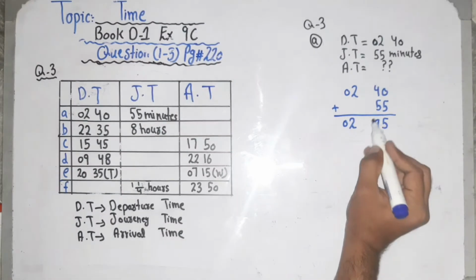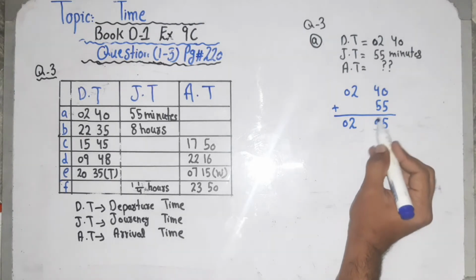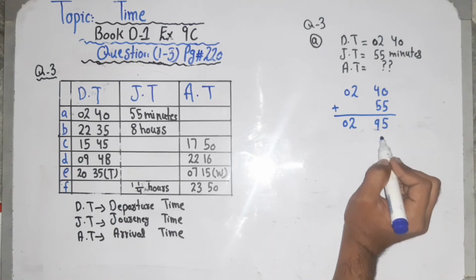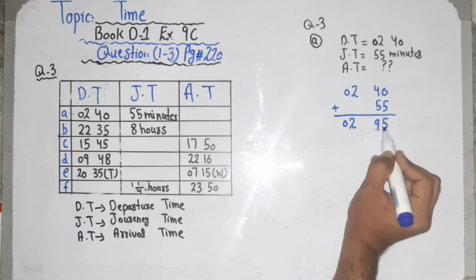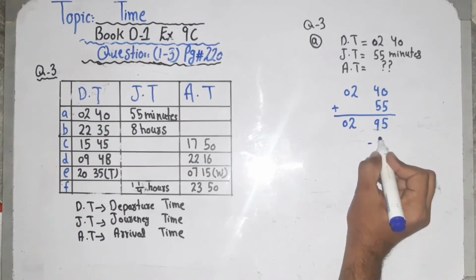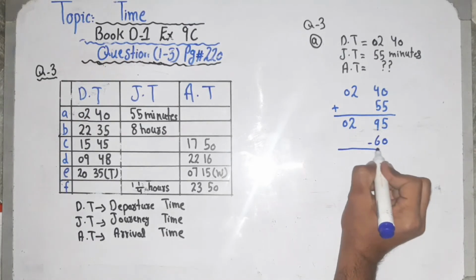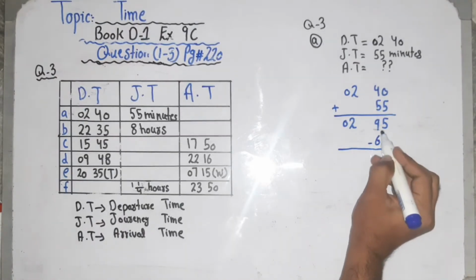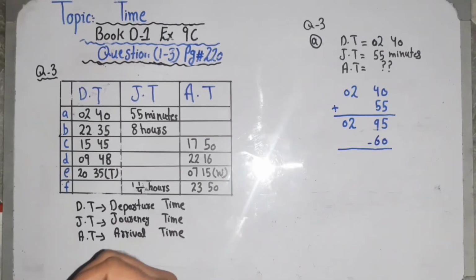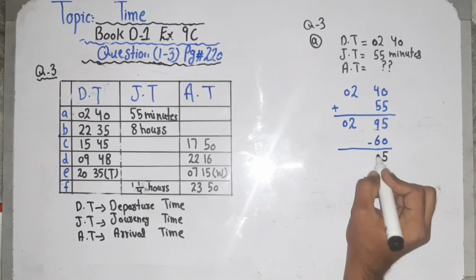So when the minutes exceed 60 or become equal to 60, we have to subtract 60 from minutes. So we will subtract 60 from minutes. When do we subtract from minutes? When the minutes exceed 60 or become equal to 60. So from here we subtract 60. The answer will be 5 minus 0 is 5, and 9 minus 6 is 3, so 35.